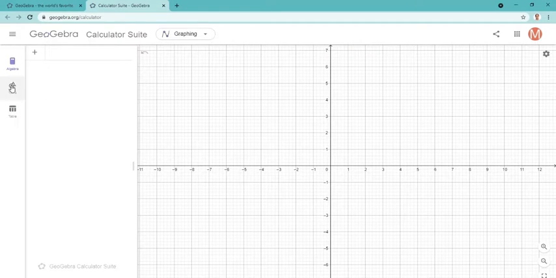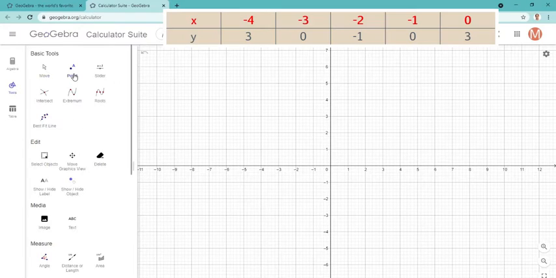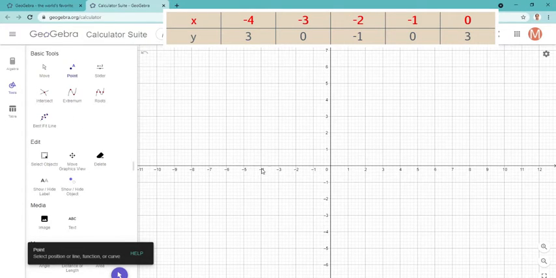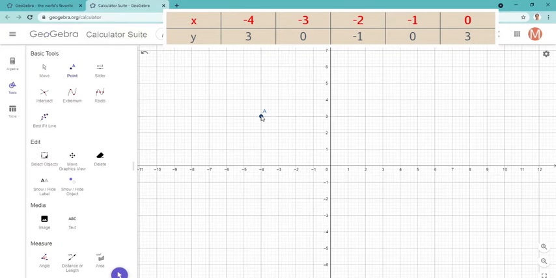So plotting of points. First coordinate natin, if x is negative 4, ang sagot natin ay 3. Kapag negative 3, 0. Kapag negative 2, negative 1. If x is negative 1, the value of y is 0. And if x is 0, the value of y is 3.